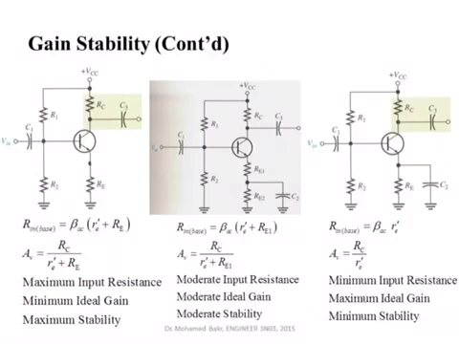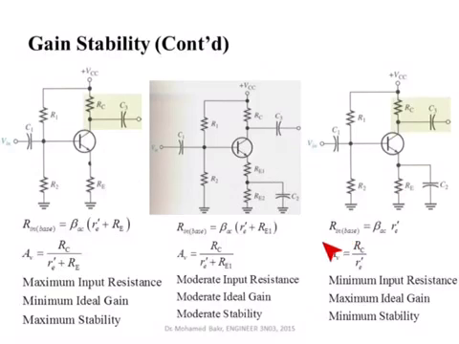The middle ground or the compromise is simply to partially bypass RE by dividing it into RE1 and RE2. In that case, you get a moderate input resistance, moderate gain, and moderate stability, because if RE1 is not very big, then your effective resistance, which is RE dash plus RE1, will still change a little bit with temperature.